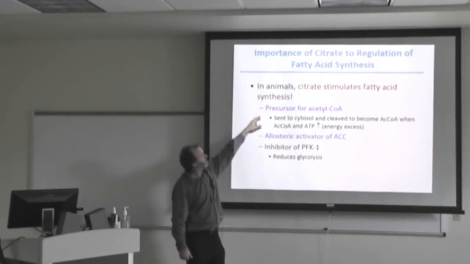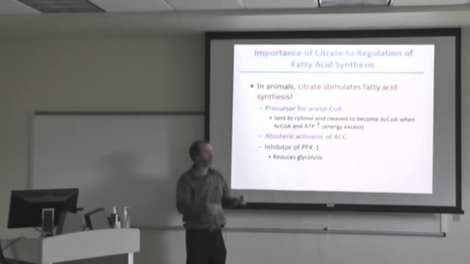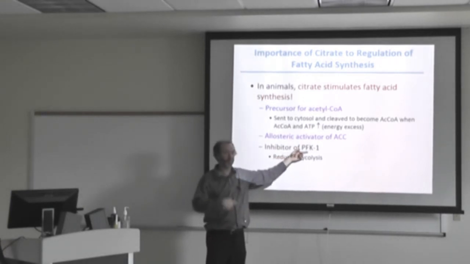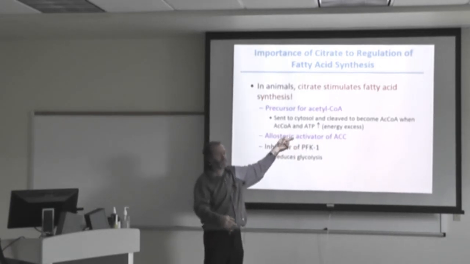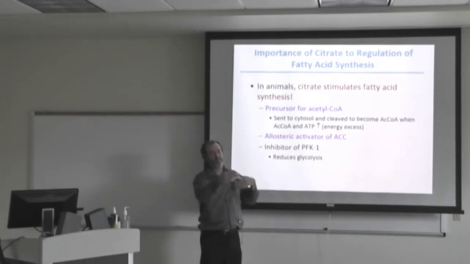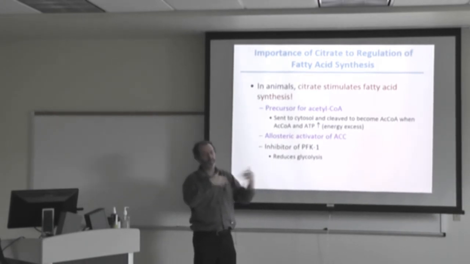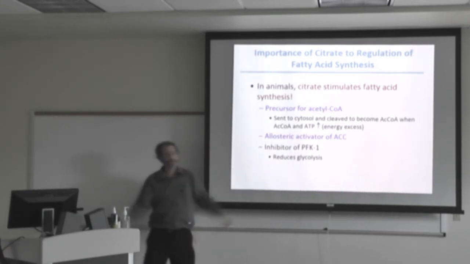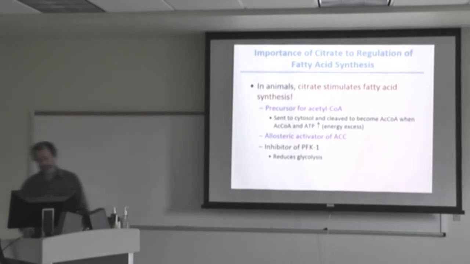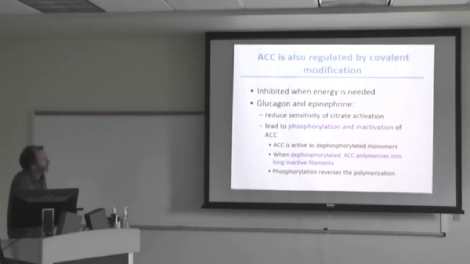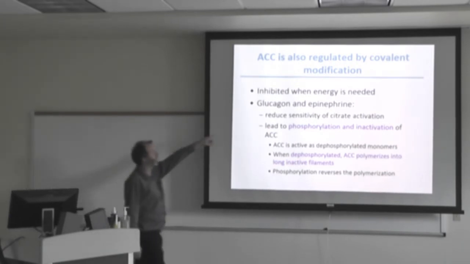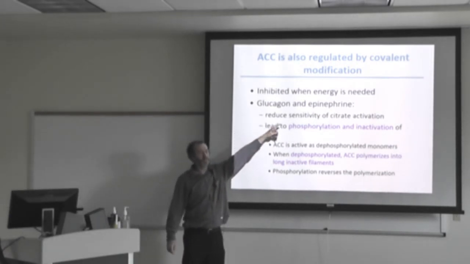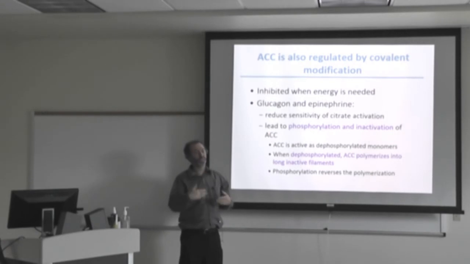So if you have citrate in the cytosol, it's going to inhibit burning sugar, and it's going to activate storing acetate as fat. So it's a good regulator of energy. It reduces glycolysis, and it increases fatty acid synthesis. So acetyl-CoA carboxylase is regulated by covalent modification. It's inhibited when energy is needed, right? So we don't want to store fat when we need energy.